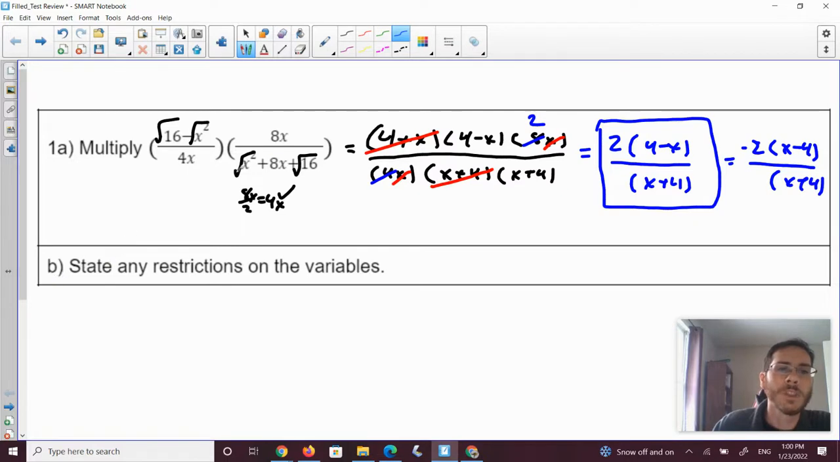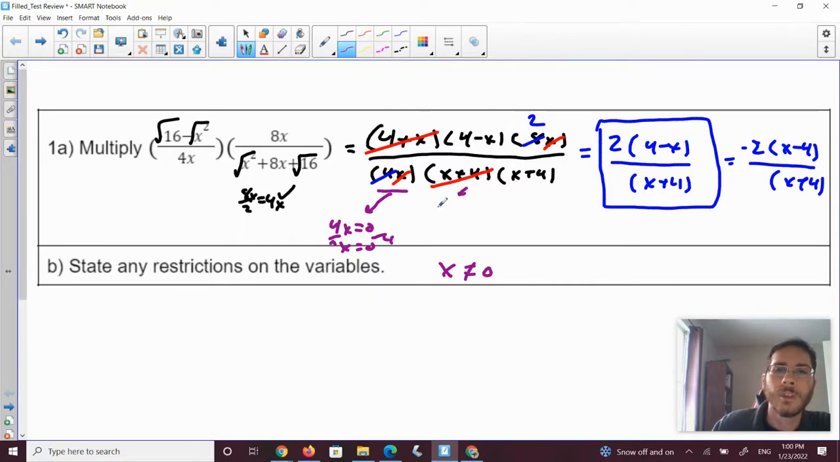Next, part B says state any restrictions on the variables. Now this is where things get a little bit tricky because we can't use our answer. What we need to do is use our intermediate right here. So we're going to take each of our parentheses and set them equal to 0. So 4x equals 0, so x is just going to be equal to 0 if we divide both sides by 4. So x is not allowed to be 0.